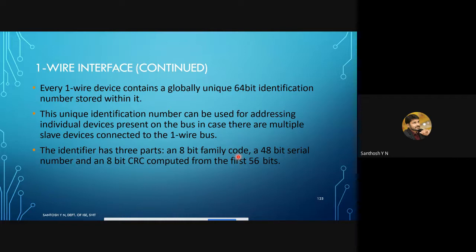What is the length of the first two parts? 48 plus 8 is 56. From these 56 bits, you compute a CRC. CRC means cyclic redundancy check. The cyclic redundancy check code is computed by considering the first 56 bits. These are the three different parts of the unique identification number. We shall not discuss what a CRC is, what the serial number is, or how the family code looks. We are just understanding the different parts of the identification number, not how to compute the CRC.